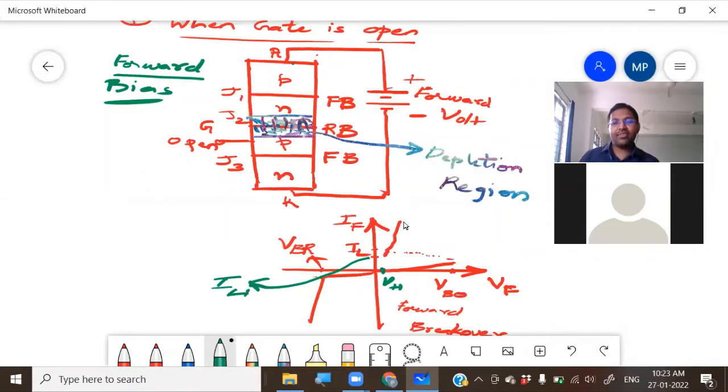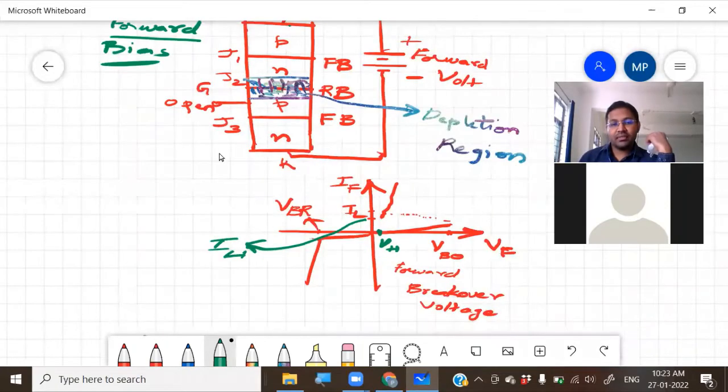This is the forward breakover voltage. It is that voltage where this junction J2 breaks down. Next, what happens under reverse bias condition?